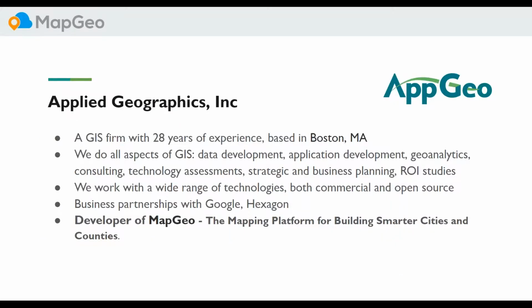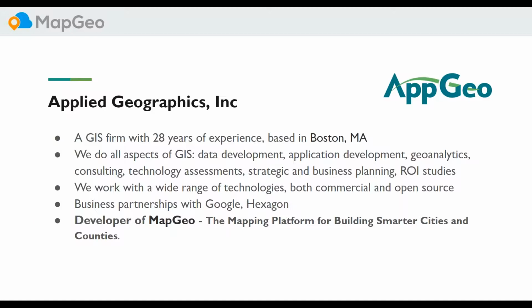Who are we at Applied Geographics? Well, we're a GIS firm. We have over 28 years of experience, and we are based in Boston, Mass, although we do have a few other offices, a couple of our noteworthy ones in Austin and Nashville, Tennessee. So we do all aspects of GIS data development. That means application development. That means geoanalytics. There is a wide range of products and services that we offer. So if you haven't popped over to appgeo.com, go ahead and do that as well.